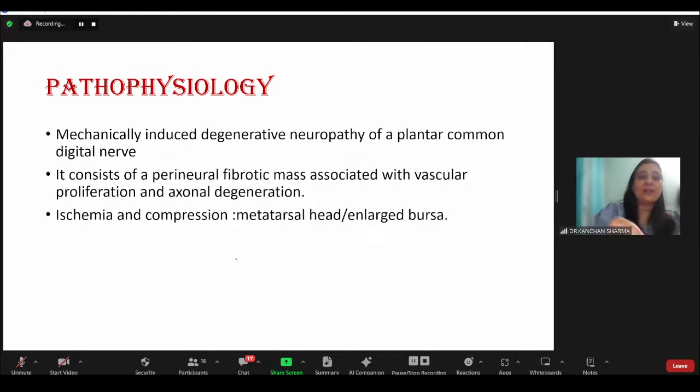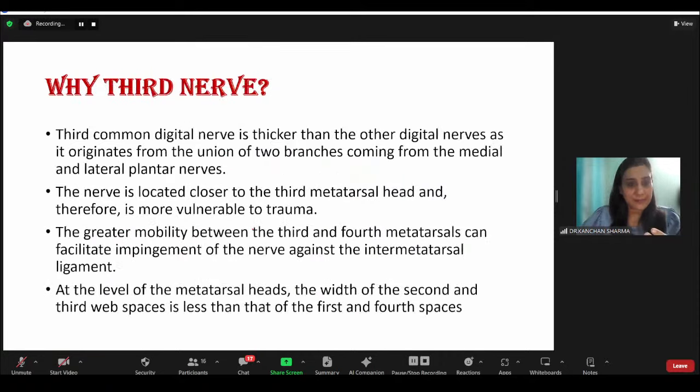Now, why exactly are all these things happening here in this nerve? It's because it's just a degenerative neuropathy. Do remember that you have this perineural fibrotic mass associated with proliferation and axonal degeneration. That is what they say is the pathogenesis for this Morton's neuroma. But yes, there are some papers that have come up saying it is also ischemia, or in fact, the compression with the enlarged metatarsal bursa.